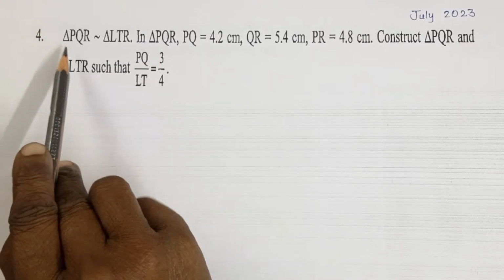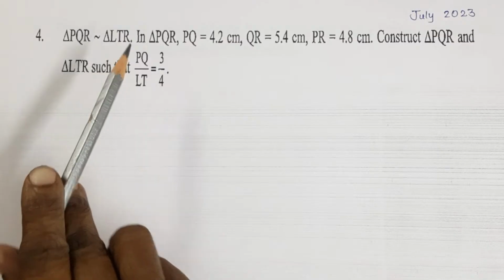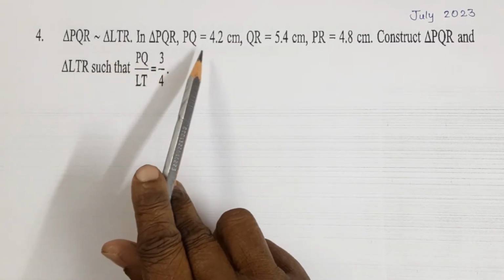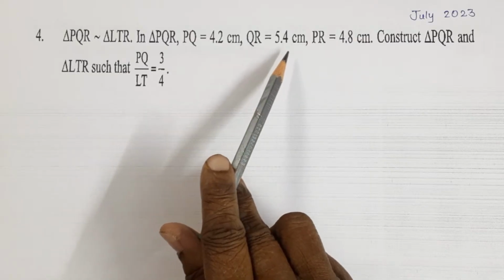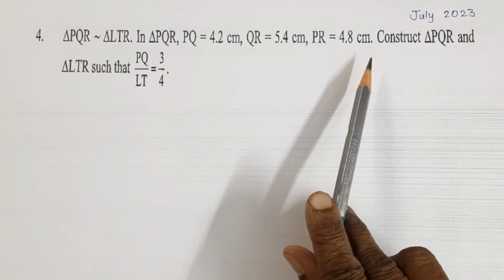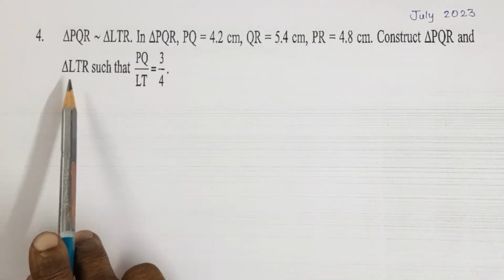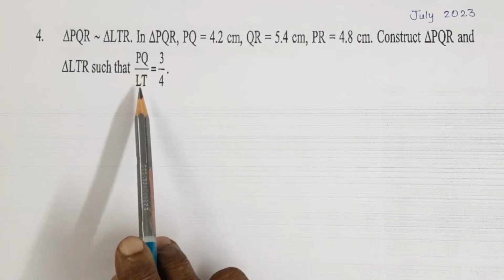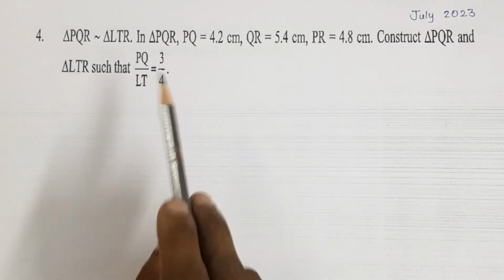First, triangle PQR similar to triangle LTR. In PQR, PQ is equal to 4.2 centimeter, QR is equal to 5.4 centimeter, PR is equal to 4.8 centimeter. Construct triangle PQR and triangle LTR such that PQ upon LT is equal to 3 upon 4. It is a ratio, students, not centimeter.